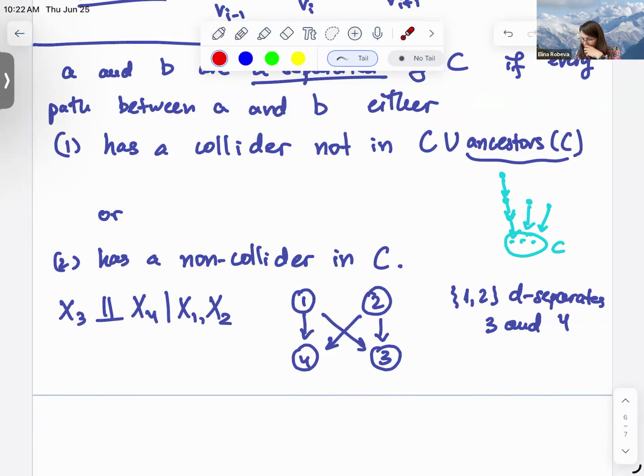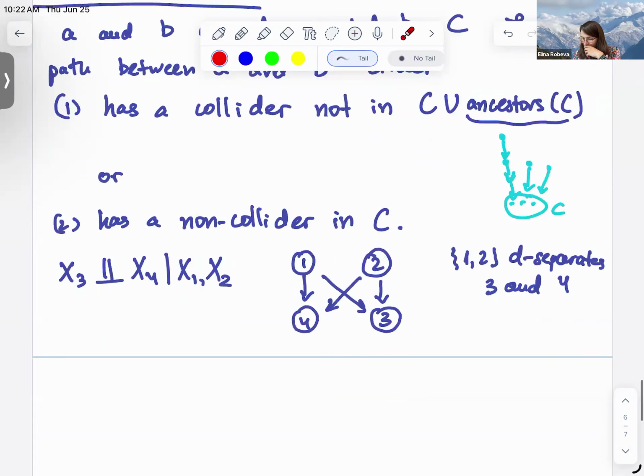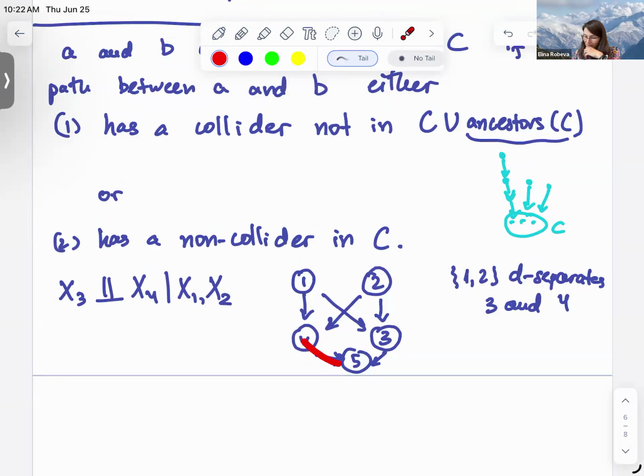Okay, for example, if we had also another vertex 5 here, then we would still have the same d-separation, because this path that goes through 5 has a collider and it is not in C. Okay, so this also holds in this graph. And then here's another example. X1 independent of X2 given nothing, right? So given basically the empty set. That was the other conditional independence statement that we found, right? The mom and the dad are just independent given nothing.